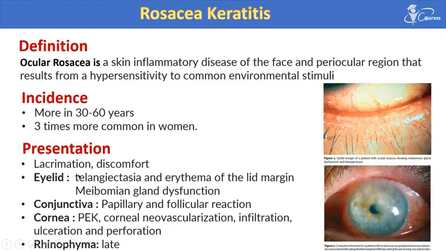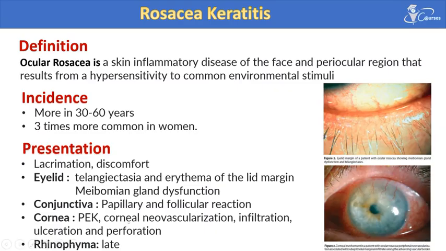In the eyelid, they will present with telangiectasia. This is very, very important. This is a key word here. They will have dilated blood vessels in the lid, telangiectasia, and erythema of the lid margin, and blepharitis with meibomian gland dysfunction. So those patients will have telangiectasia, erythema, meibomian gland dysfunction, or blepharitis.